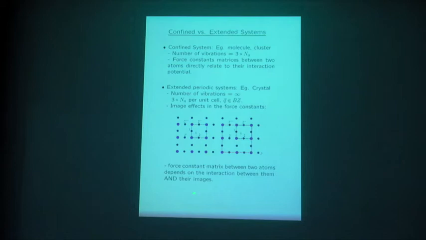Okay, so the force constant matrix between 2 atoms depends on the interaction between them and their images. That's the point I'm making here. For instance, you have atom 1 and atom 2. The interaction between them will also have contributions from this atom, which is a periodic image of 2, and so on.